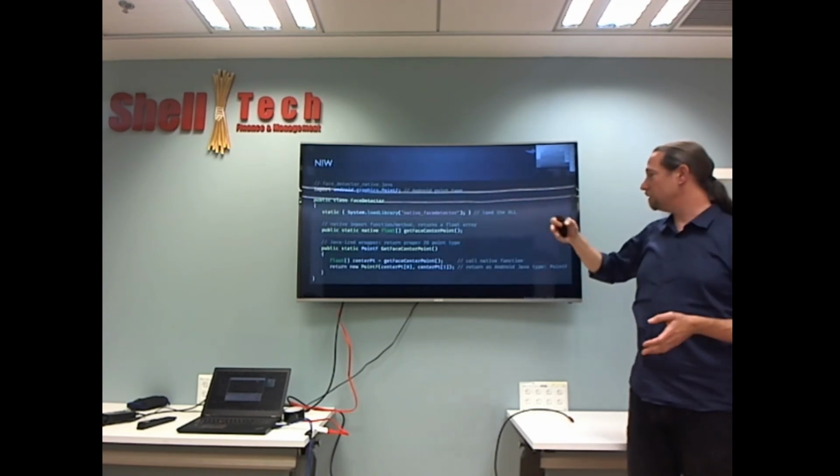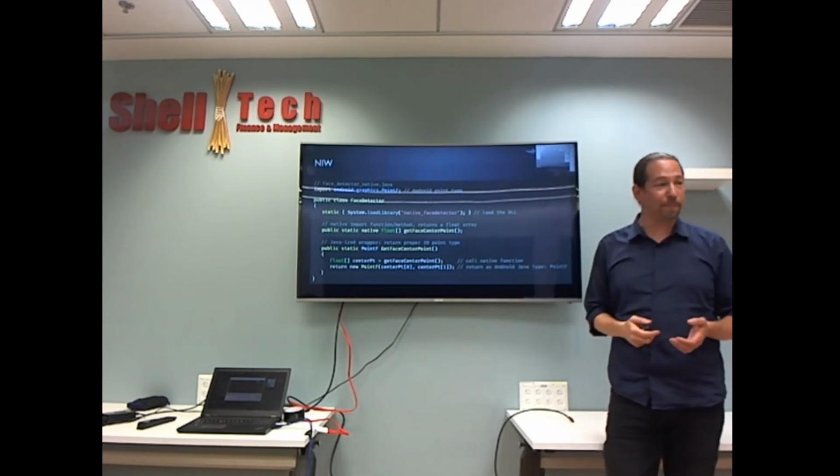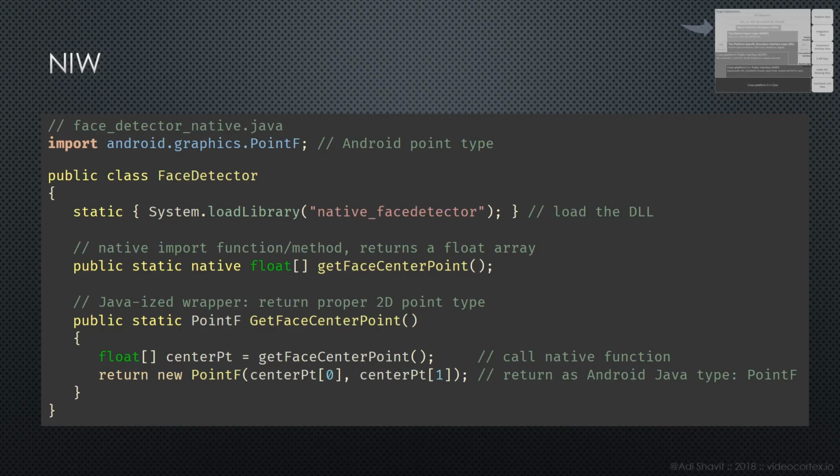So in this case, I took something more concrete. It's a slightly different example. But let's say I have some DLL called native face detector, and I load the DLL. It exposes some function called getFaceCenterPoint. And because this is really at its heart a C function, the only thing it can pass through the interface is primitive C types, right? So it returns an array of floats. And in this case, it's an X and Y position of the center of the face.